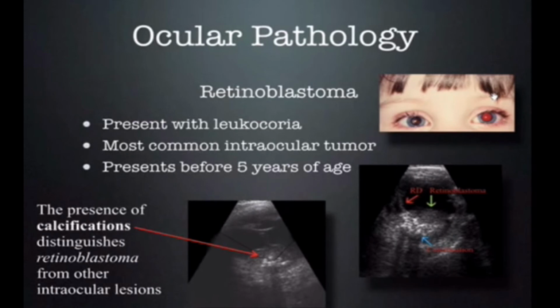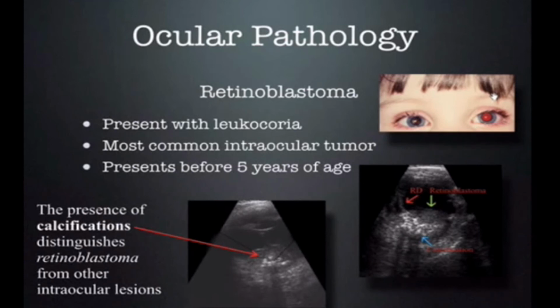Now, a few other ocular pathologies you'll run into on occasion. One of them is retinoblastoma. Retinoblastoma is generally in kids before 5 years of age, and they present with leukocoria. You can see that in the picture. This is the most common pediatric intraocular tumor.